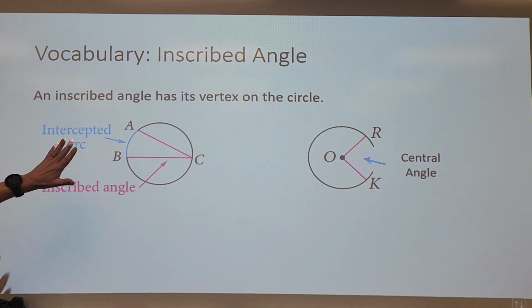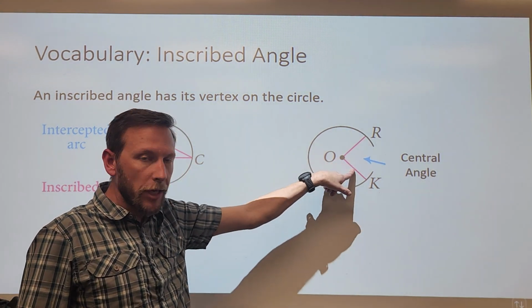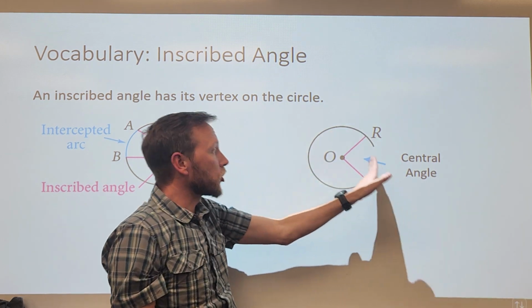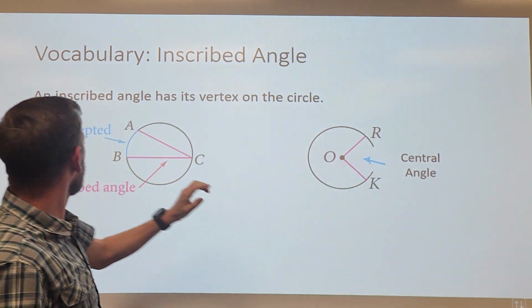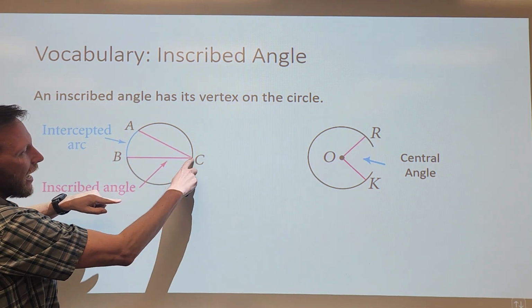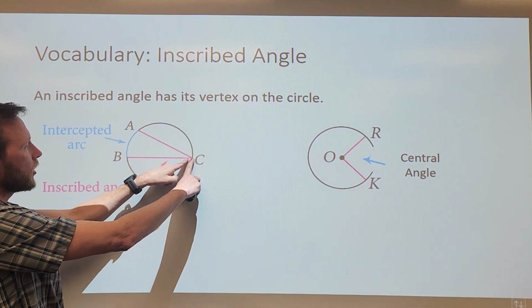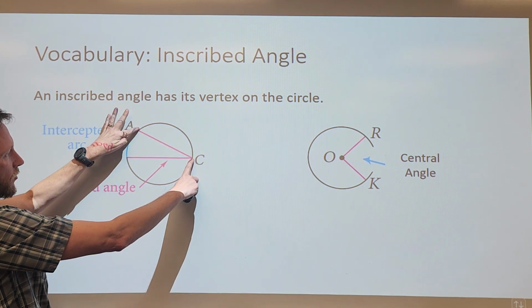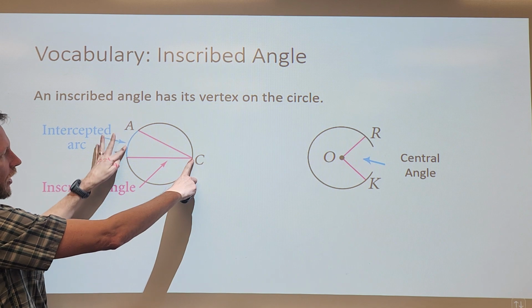And so here again, this is a central angle, and the intercepted arc, RK, has the same measure as that central angle. Here, this is an inscribed angle. The vertex is on the circle, all right? And its intercepted arc is still defined in the same way. It's the measure of this arc AB.